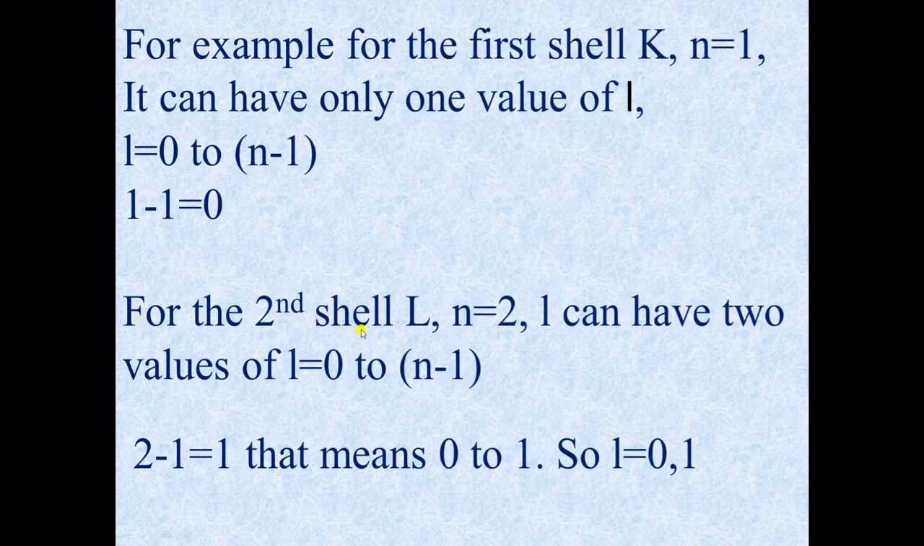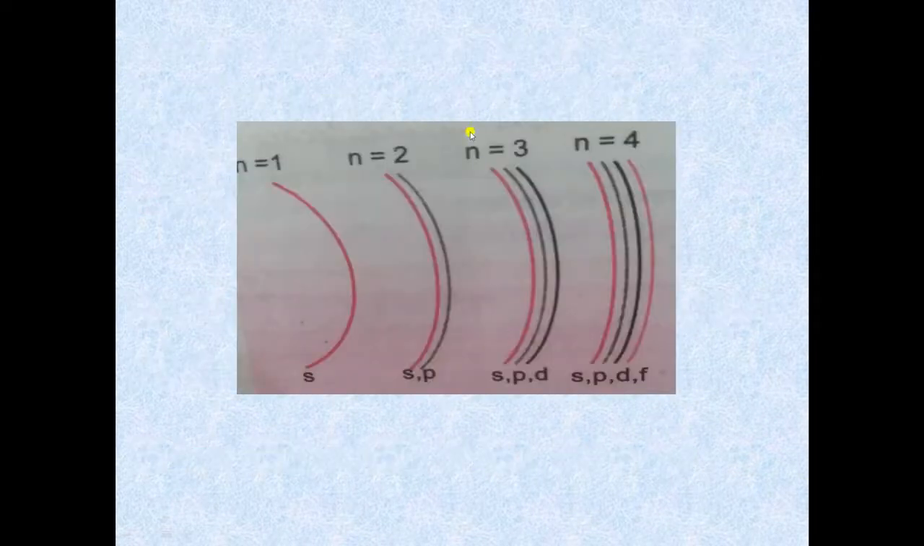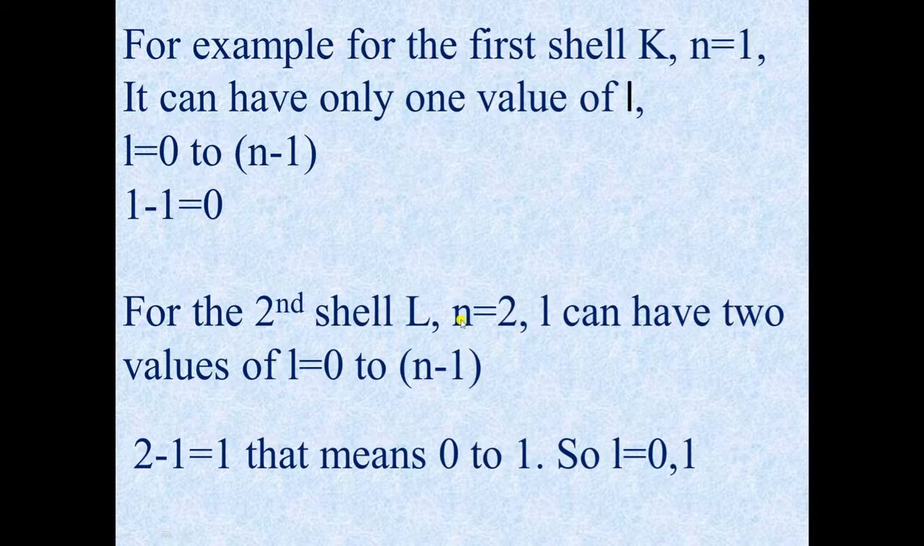Now for the second shell, value of n is equal to 2. So as you can see in this diagram, when value of n is equal to 2, then two subshells are present. So here we will put the value of n in the formula. 2 minus 1, it will be 1. So that means 0 to 1. So value of l is 0 and 1. That means two subshells are present in second shell.